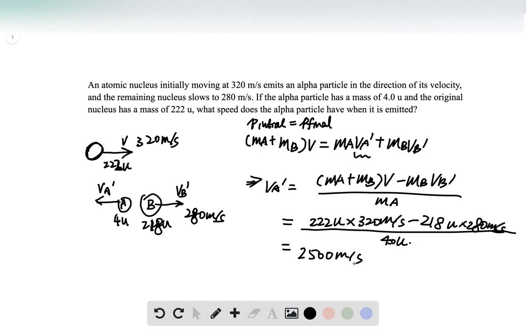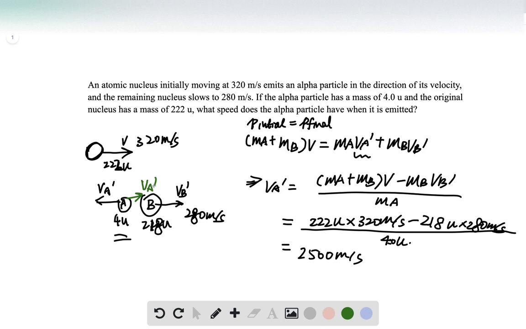And what else? For the alpha particle, we can see VA prime is positive. So what it actually means is that I was assuming the wrong direction here. The alpha particle was actually also moving this way because it's positive. And actually we can observe that because the remaining particle B slows down from 320 to 280. That means a part of its momentum in that direction was distributed to particle A. So A must be moving in the same direction. If A moved in the opposite direction, B would actually speed up.